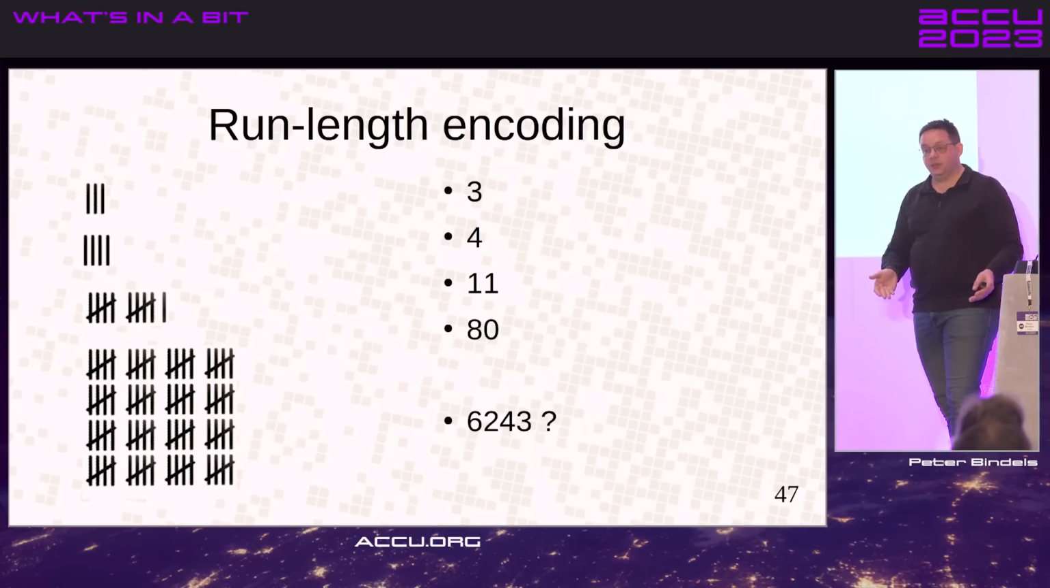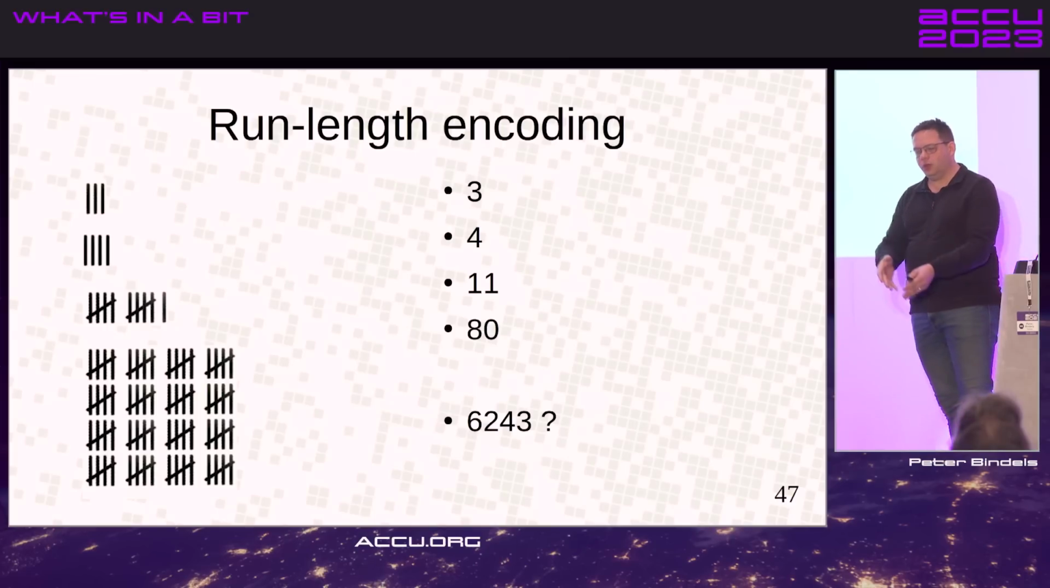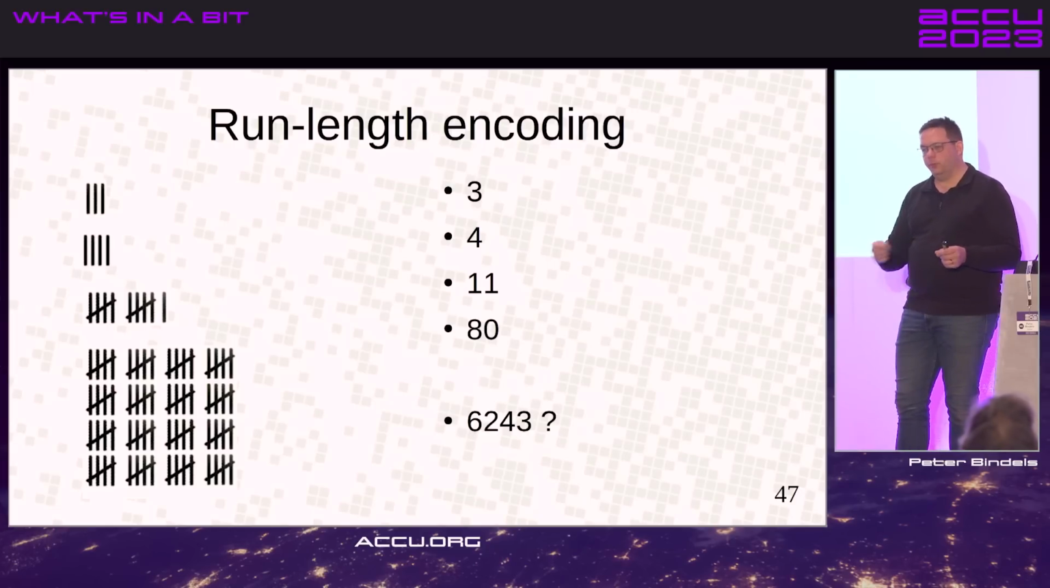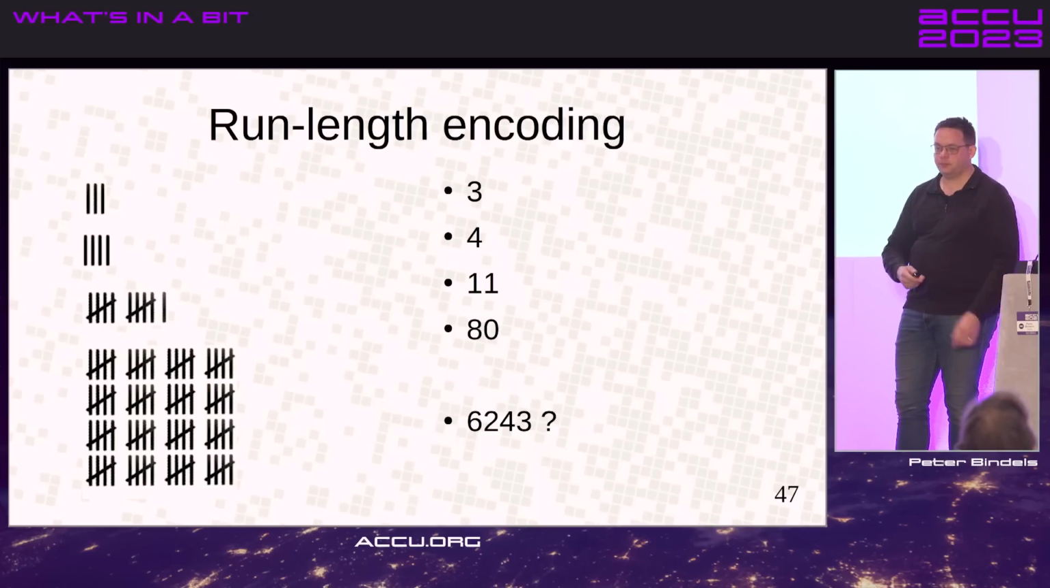If I have 80 of them, that block on the left is going to be pretty big already. But writing it out as a number, just 80, is going to be a whole lot more compact. Now, if we have 6,243 cars passing by, I will be using a whole bunch of pages to write all the marks down. But writing down the number is a whole lot more compact.